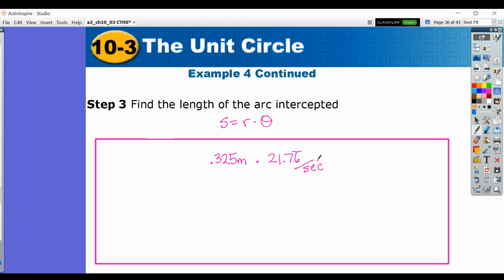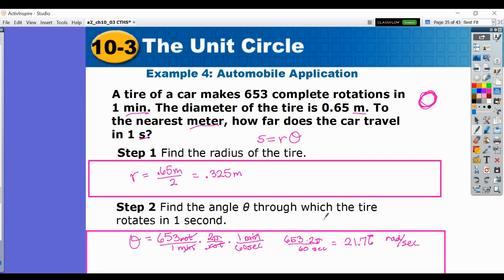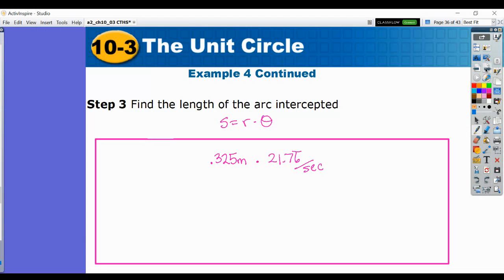So that's my angle. Oh, did I forget the pi? Don't forget pi here. I didn't do the pi, so that's times pi. I just did 653 times 2 divided by 60. So 21.76 pi. And then I can just multiply those together. Since this is a story problem, I'm just going to multiply it in and round my decimal. So my answer is 22.2 meters per second.